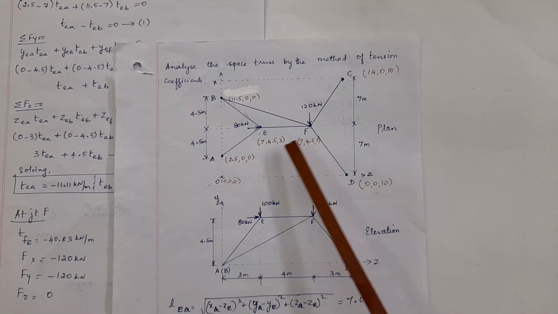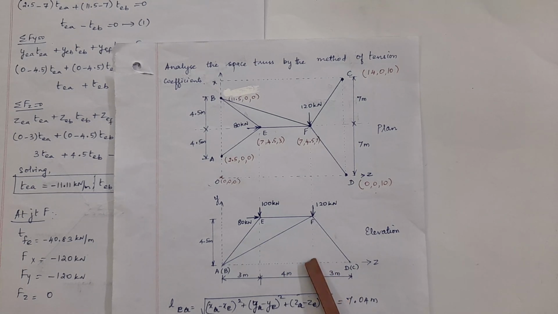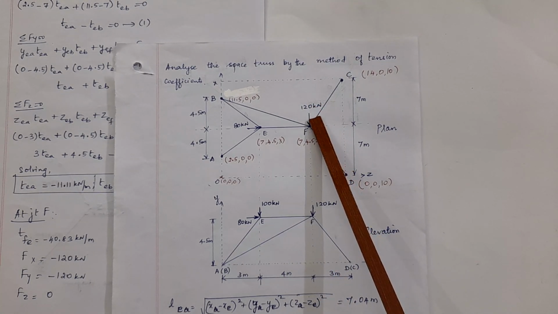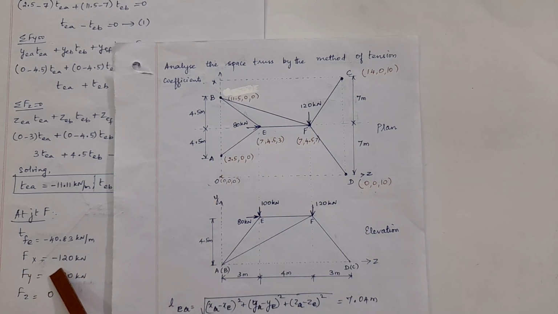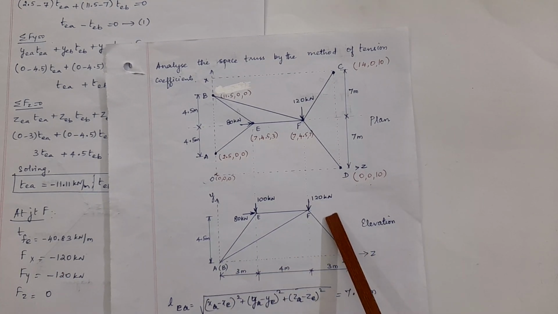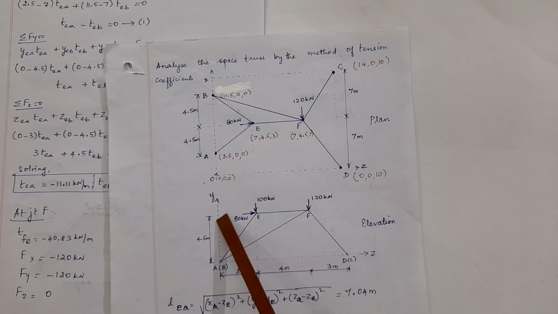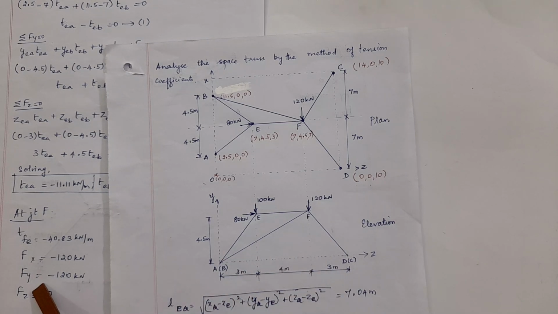At joint F, there are four members coming out from joint F. There are a set of loads 120 kN seen in plan and in elevation. Now check the direction. 120 kN in plan is in the opposite direction of positive x direction. So Fx is minus 120. In elevation also I have the 120 kN loading, but that load is along y direction but in the opposite direction. So I write Fy as minus 120 and along z direction no loading.